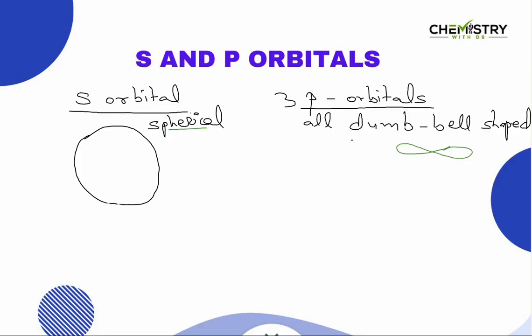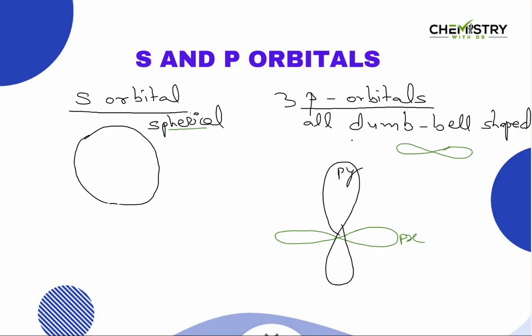The 3 p orbitals are arranged such that px, you can imagine, is parallel to the x-axis. Py, on the other hand, is parallel to the y-axis. And pz, on the other hand, is at 90 degrees to these two, px and py. So this is how the 3 p orbitals are arranged.